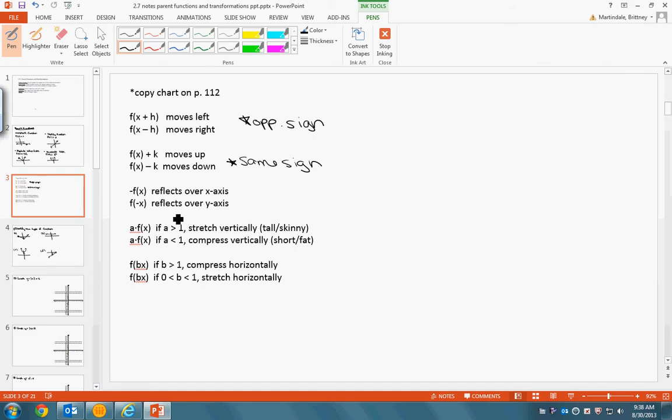The rest of these, we usually do a t-table to figure them out because it's really hard without one. However, negative f of x reflects over the x-axis. F of negative x reflects over the y. Again, we'll do an example. If you have a number in front, if it's not a fraction, so greater than 1, it stretches vertically. If it is a fraction, it compresses vertically. Then if you have a number inside like this, same rules, compress horizontally, stretch horizontally. Again, that's not really going to make sense yet. At least write it down because later it will. So take a moment, pause, write everything down, and we'll do some examples.